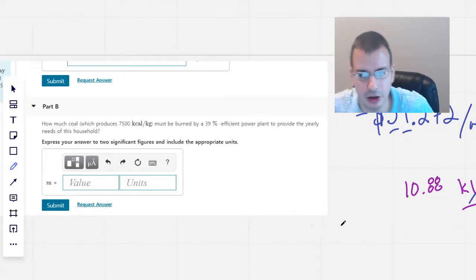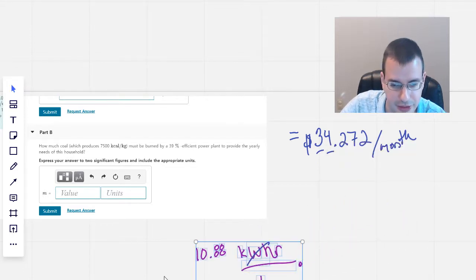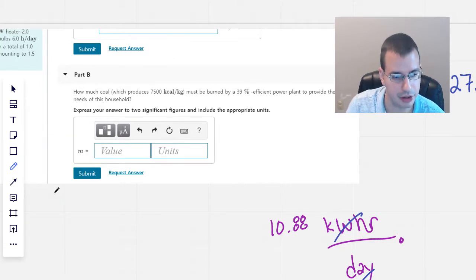Okay, so I'm going to take our data from here that I crossed out. Tragic. So we know that we have 10.88. I'm going to rewrite this real quick.